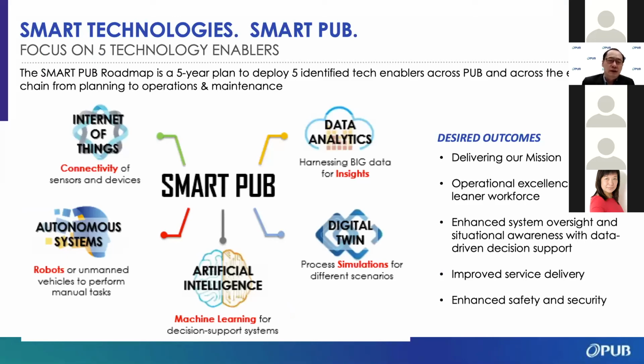So over at PUB, we do focus on 5 technology enablers, and we plan to deploy solutions in each of these 5 areas over the next 5 years. And this includes Internet of Things, data analytics, digital twin, artificial intelligence, as well as greater use of autonomous systems. As I mentioned, the two speakers before me have elaborated on data analytics and the use of AI. The Internet of Things is important so that we can connect sensors and devices together. And the use of robots is becoming more pervasive. I think there has been a lot of talk about using drones for surveillance, and I'll be sharing some examples later. So the end goal of deploying all this in PUB is to better deliver our mission to our consumers. We want to achieve operational excellence with a leaner workforce, and we want to enhance our system oversight and situational awareness.